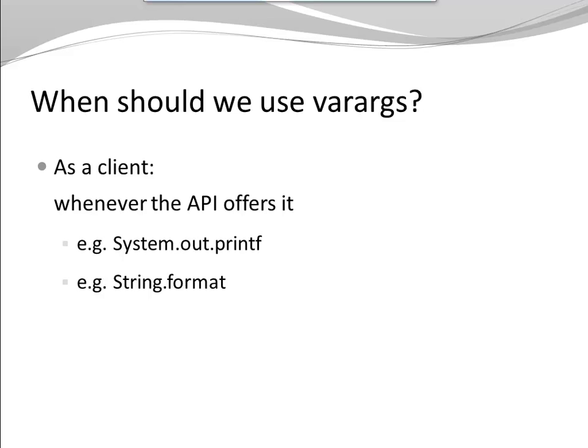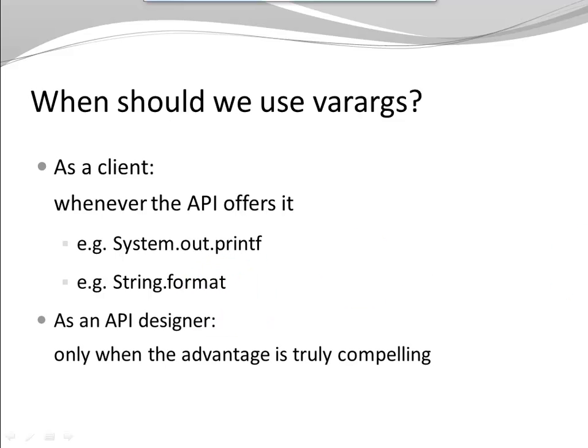When should we use Varargs? As a client, we should use Varargs whenever the API offers it. So in the Java API, we have, for example, system out printf, string format, also some situations that have to do with reflections where we have the opportunity to use a variable number of arguments. As an API designer, we should be cautious with the use of Varargs and use them only when the advantage is truly compelling.